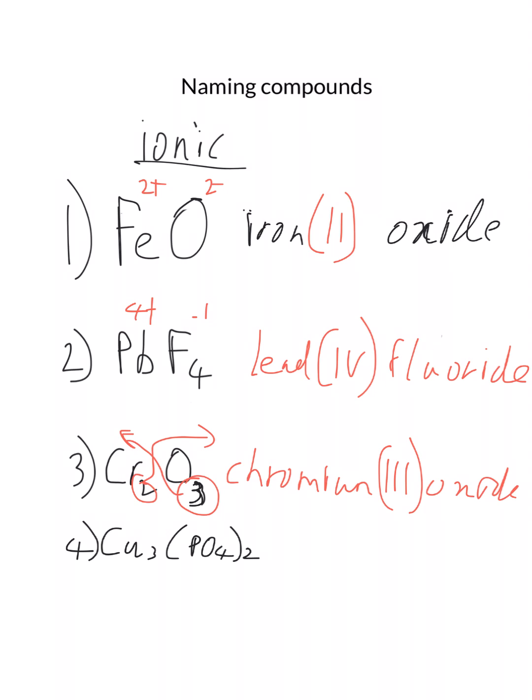Finally, we get copper and phosphate coming together. So you've got copper, phosphate. And in this case, the copper is 2. So copper 2 phosphate. Sorry, I'll write that properly. There you go. Copper 2 phosphate.